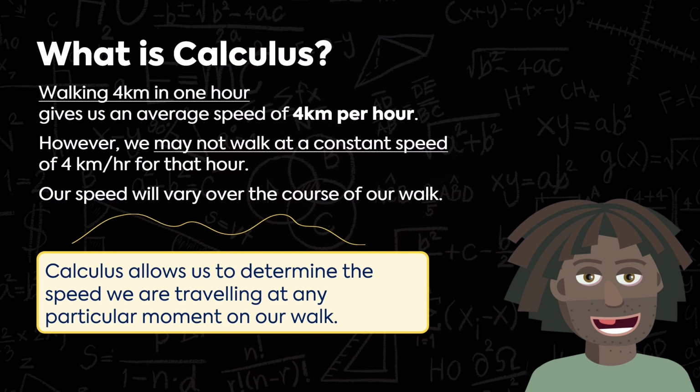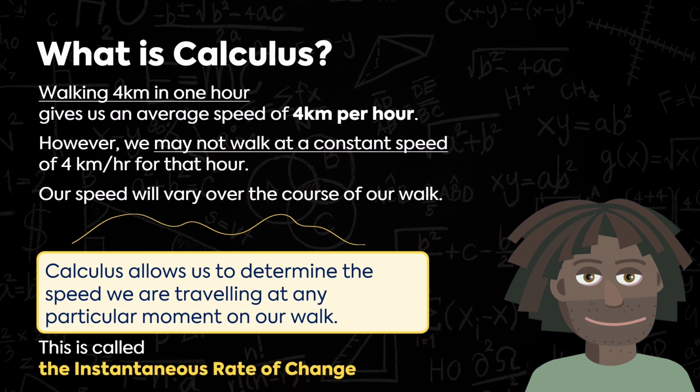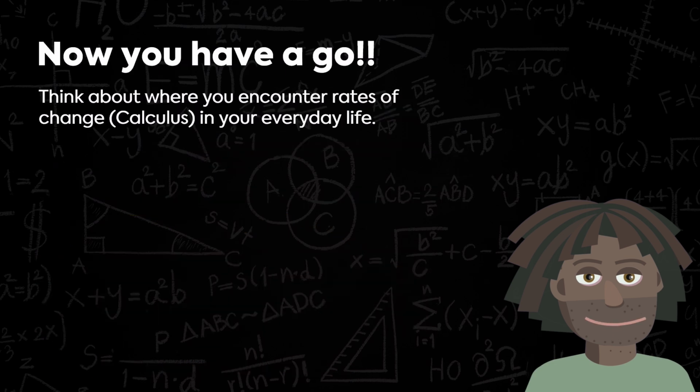By creating a mathematical model of our walk, which is a mathematical function where distances covered during our walk vary over the duration of our walk, then we could use calculus to determine our exact speed at any point on our walk. This is why calculus is the study of continuous change. Rates of change may vary, and we need calculus to determine exact rates of change at any given point in time. This is called the instantaneous rate of change. Remember this, it's very important on your course.